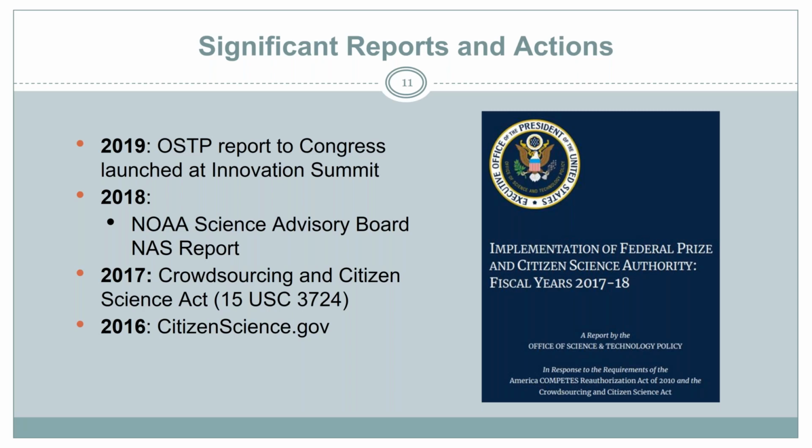One of the recommendations or findings was that it was an underutilized tool towards our ecosystem science efforts. So we're currently addressing those recommendations. John mentioned the National Academy of Sciences report, which came out in 2018. And finally, in 2019, the White House released a report to Congress, which I'll get into shortly.